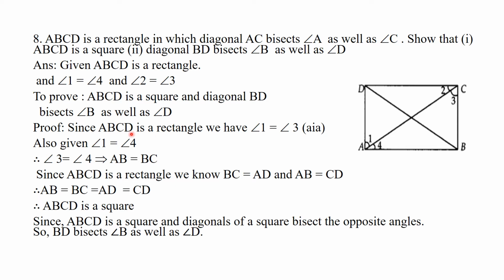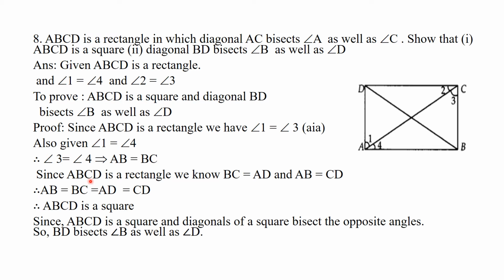We know since ABCD is a rectangle, we have angle 1 is equal to angle 3 using the condition alternate interior angles are equal. We are given angle 1 is equal to angle 4. From these two conditions, we can write angle 3 is equal to angle 4. Considering the triangle ABC, if two base angles are equal, we can say the opposite sides are also equal. Therefore, we can write AB is equal to BC.